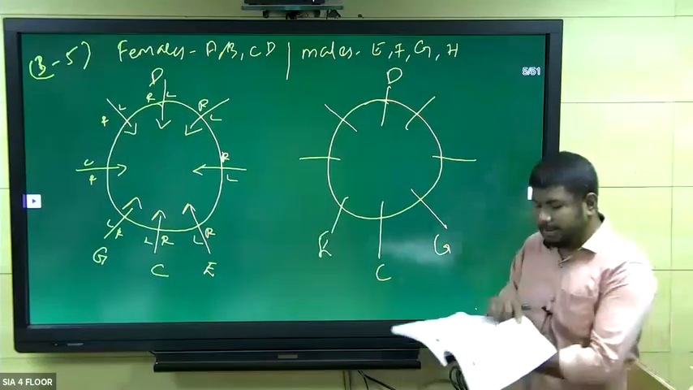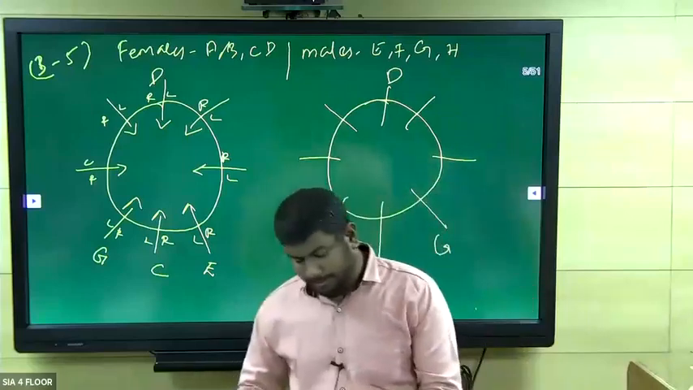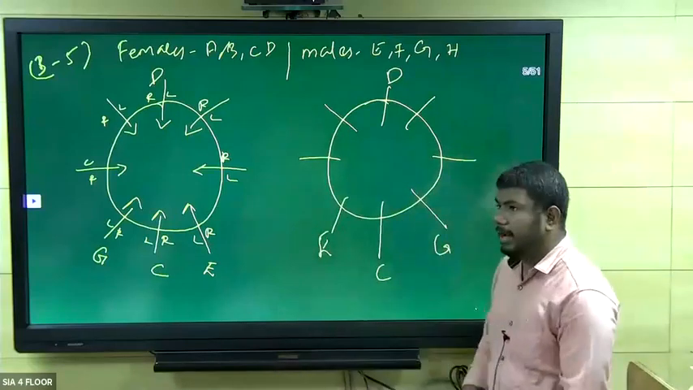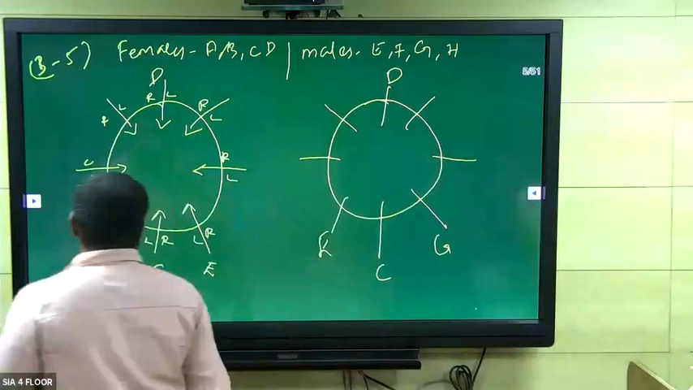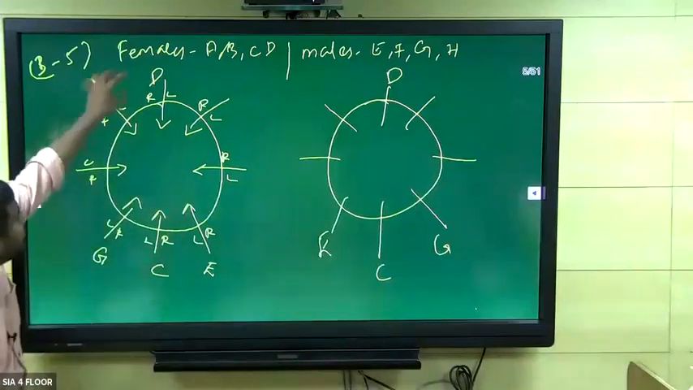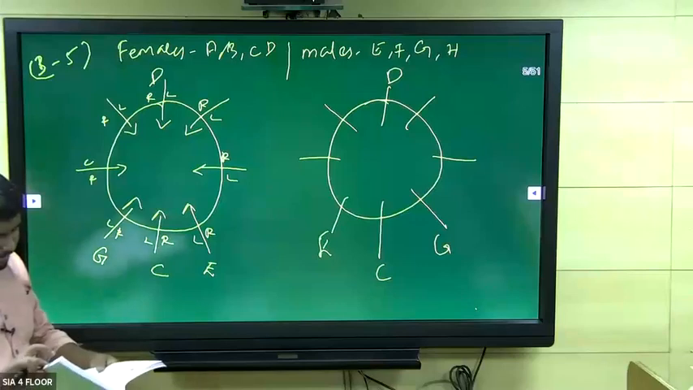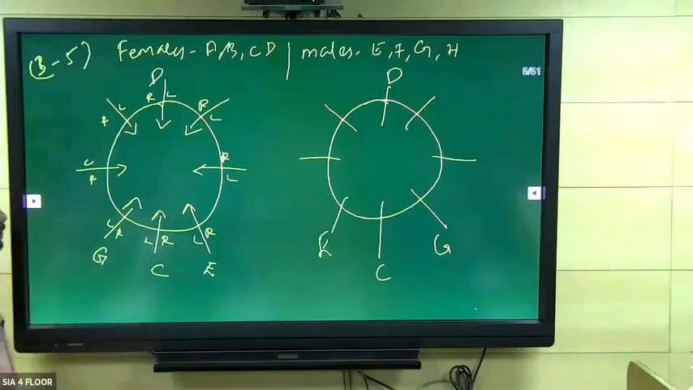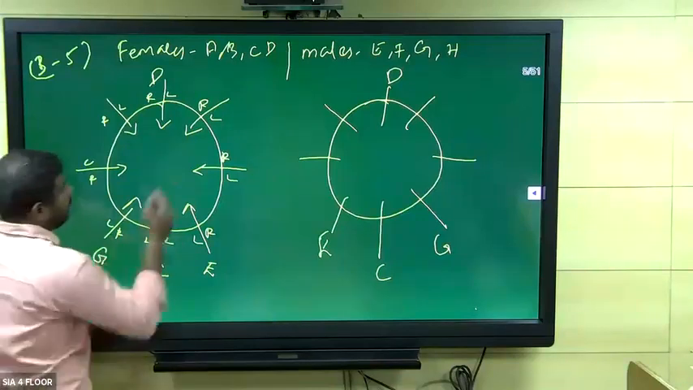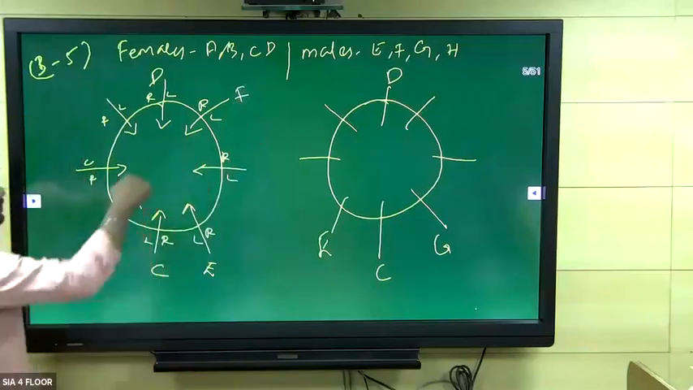Okay, so listen here. Next clue: F is between D and A, facing G. F is between D and A. We already know D is here. F is between D and A, facing G. Who is facing G? F. So we should write like that.